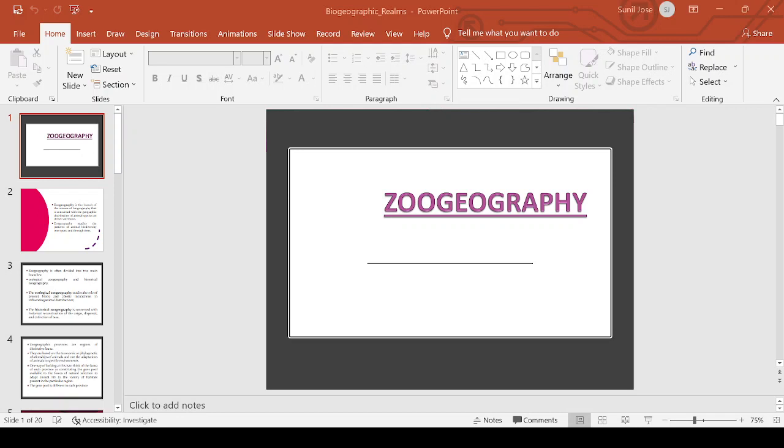Now one more classification is there, that is the classification proposed by Blanford. In the classification proposed by Blanford, we can find there are three major divisions. Arctogea means Eurasia, North America and Africa. That is the Arctogea. Then we have the South American region and we have the Australian region. So these are the three major divisions according to the classification proposed by Blanford.